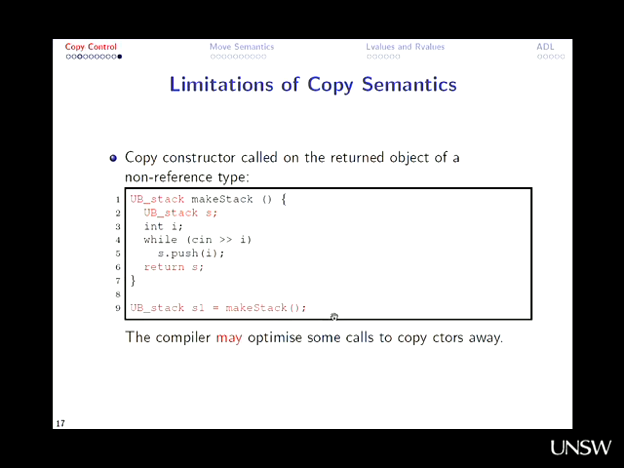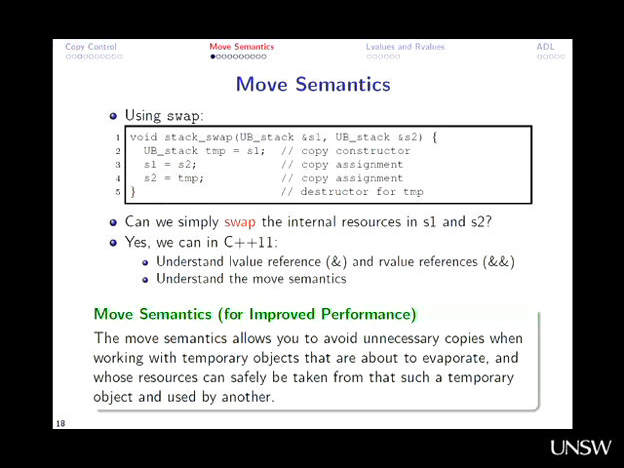Now, the point at the bottom of the slide is that the compiler may optimize some of these calls to copy constructors away. In this case in particular, the compiler will probably save you and do some fancy stuff to not have to worry about this. But there are plenty of other examples where we don't intend to copy something, we want to move something. And so C++11 introduces move semantics.